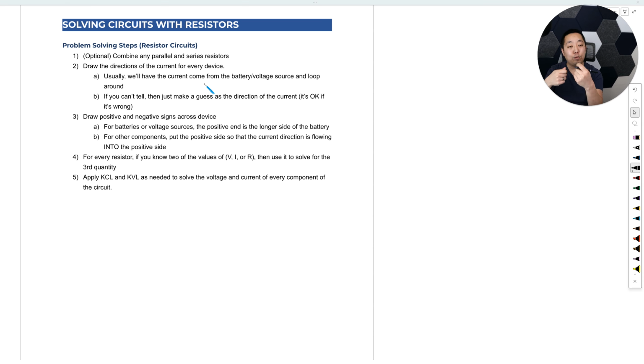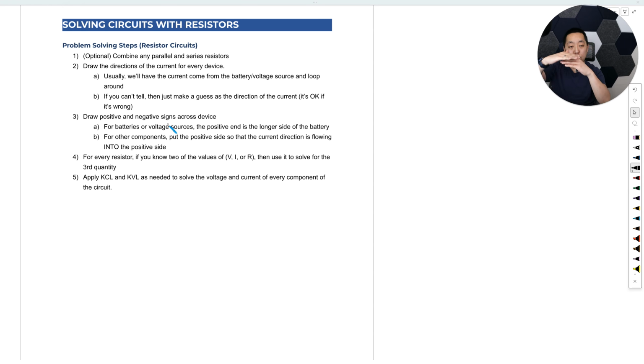If you work out the math and you guess wrong, you're going to get a negative answer for the current, and that just means you guessed the direction incorrectly. But just assign an arrow. I would literally draw an arrow on the circuit diagram for every component, whichever way you think the current is going. You then want to draw positive and negative signs across every device.